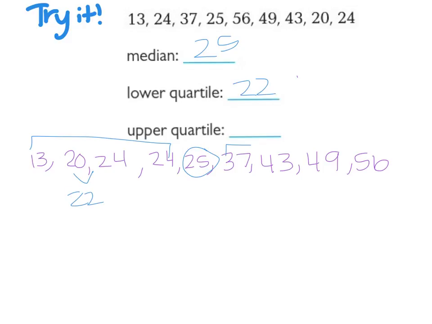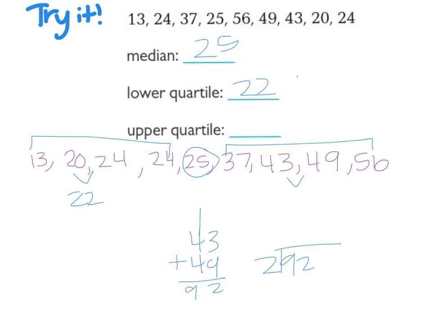And then my upper quartile, 37 to 56, I'm looking for halfway between 43 and 49. If I'm not sure, I can do a quick average. 43 plus 49 leaves me with 92, and then I'm going to divide it by 2. What's half of 92? Looks like 46. So it would be 46. That would be your upper quartile. Okay? So hopefully you got those ones correct.